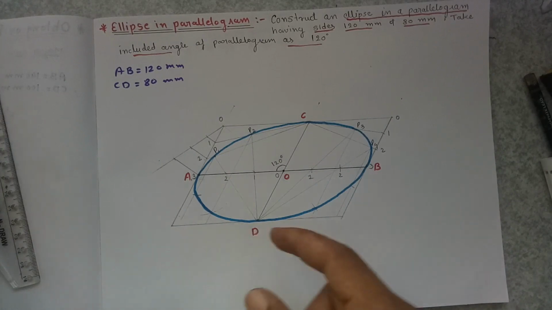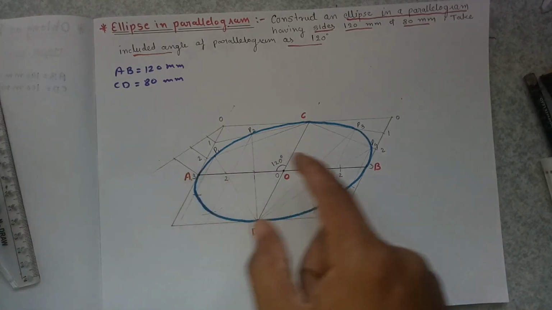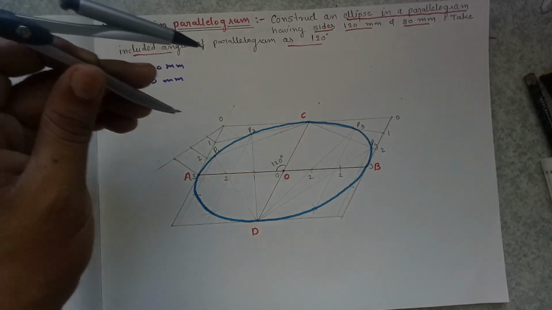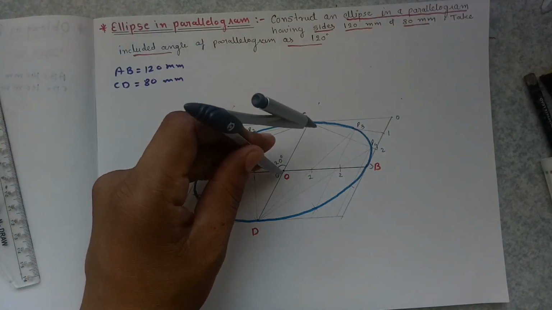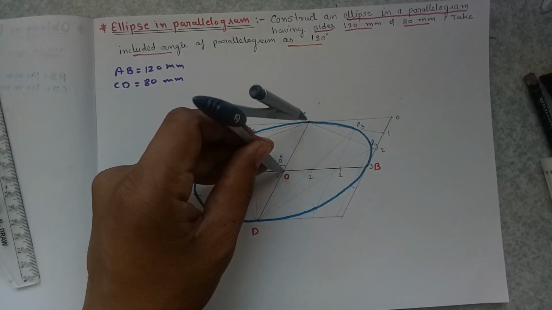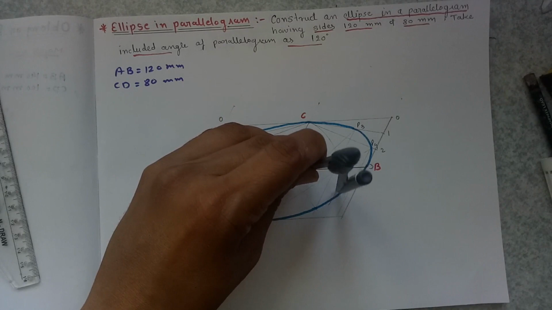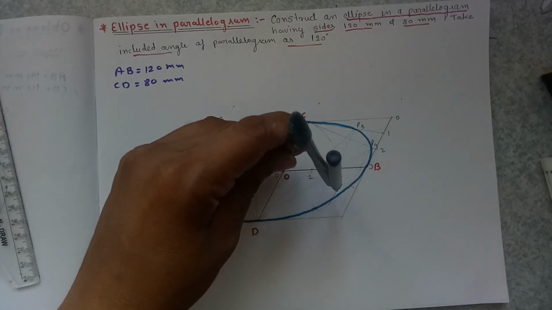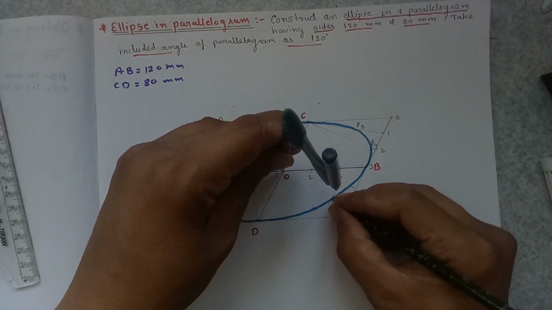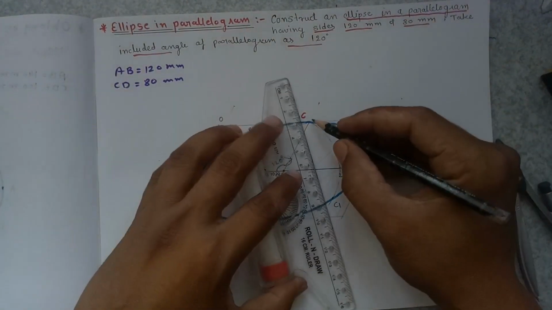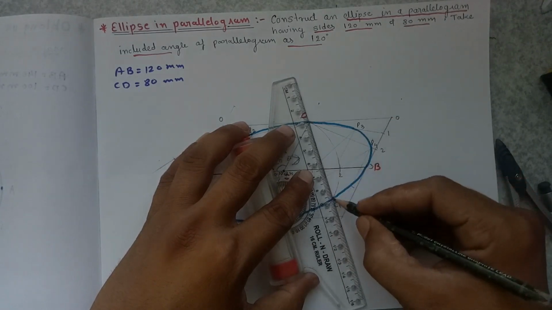Now we have explained that AB and CD are not the major axis and minor axis. So if you want to find out the major axis and minor axis, what do we have to do? Let us find the major axis and minor axis. For that, measure O to C on the rounder and give an arc on the ellipse like this. It will cut the ellipse at this particular point. Give the name of this point as C1. Join these points C and C1.